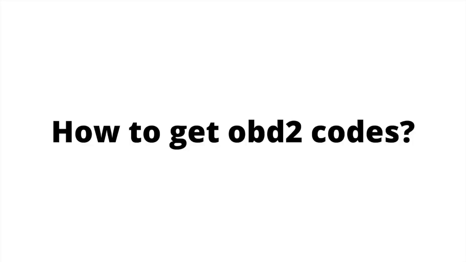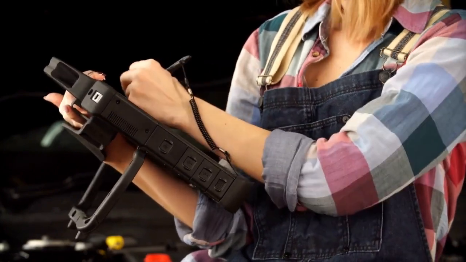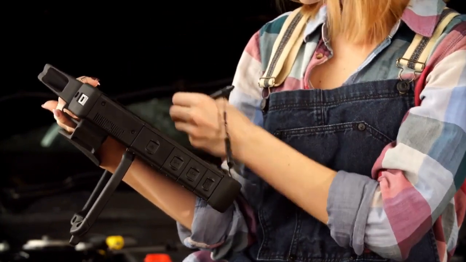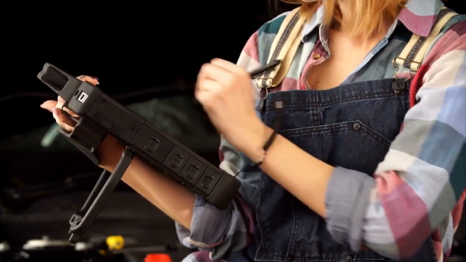How to get OBD II codes? In order to obtain the fault code of our vehicle, it is necessary to use an automotive scanner or OBD II code reader. This scanner will give us an error code. This code indicates the vehicle's failure.